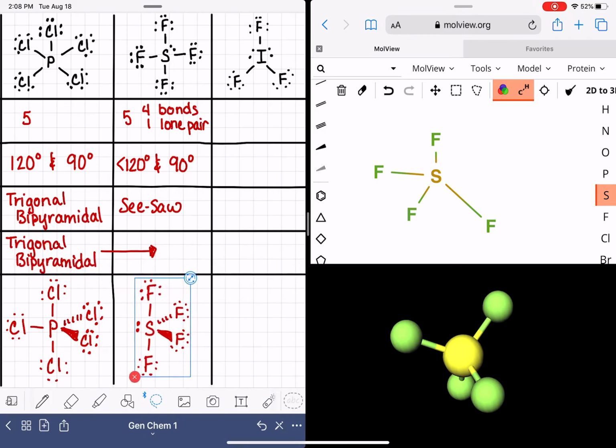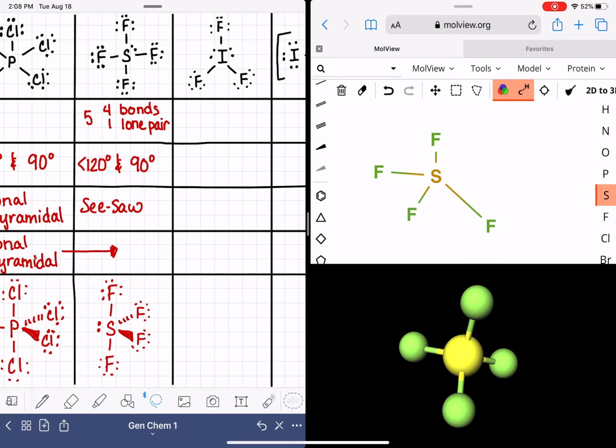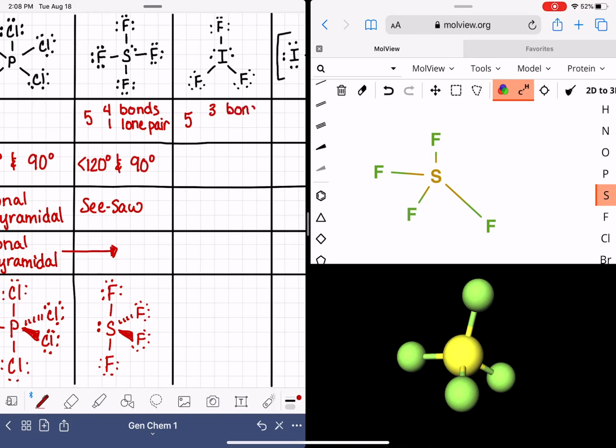And again, Molview falls short in representing this particular molecule. It just shows it as if it is tetrahedral. But Molview does not make any mistakes on any of the rest of the ones, so let's move on to our next example. In this one, we have five areas of electrons. 3 of them are bonds and 2 of them are lone pairs. Let's go ahead and take a look at what that molecule looks like.